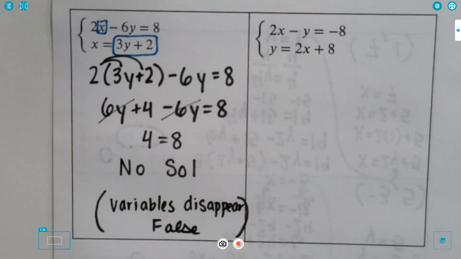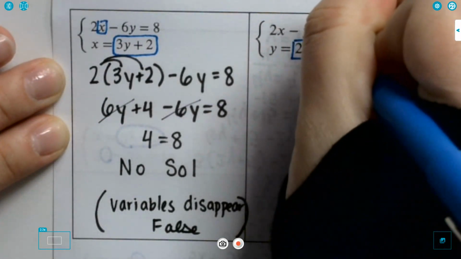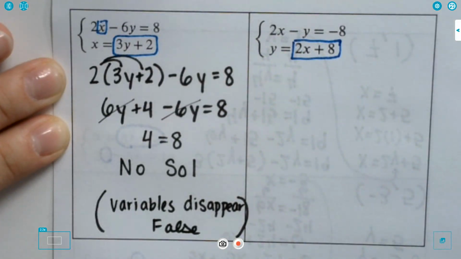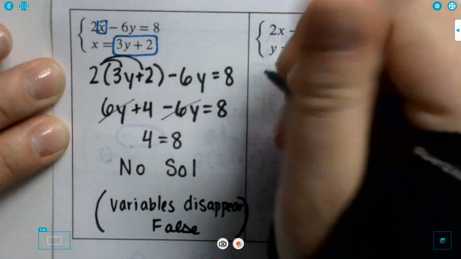Hey, last problem we have. We've got 2x minus y equals negative 8. We know that y equals 2x plus 8. So do we have an equation that is solved for x or an equation that's solved for y? Y. So we're going to take that 2x plus 8. Where can we plug it in? To this y right here. Okay. So I'm going to be plugging that in.